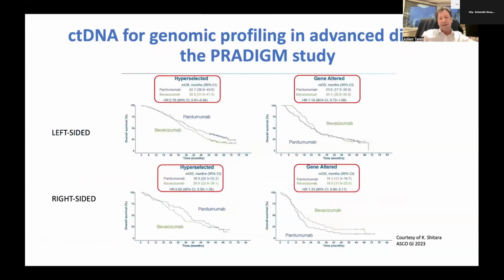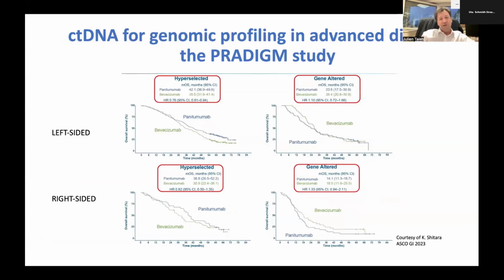What is also interesting is that in a recent publication, a communication from Kohei Shitara from Japan, in a metastatic setting in a trial comparing panitumumab to bevacizumab first line in metastatic colorectal cancer, they reassessed the molecular profile of the tumor by ctDNA in addition to the tumor profiling. And they found that some patients were misclassified, with some patients RAS mutant on ctDNA but not on the primary tumor analysis.